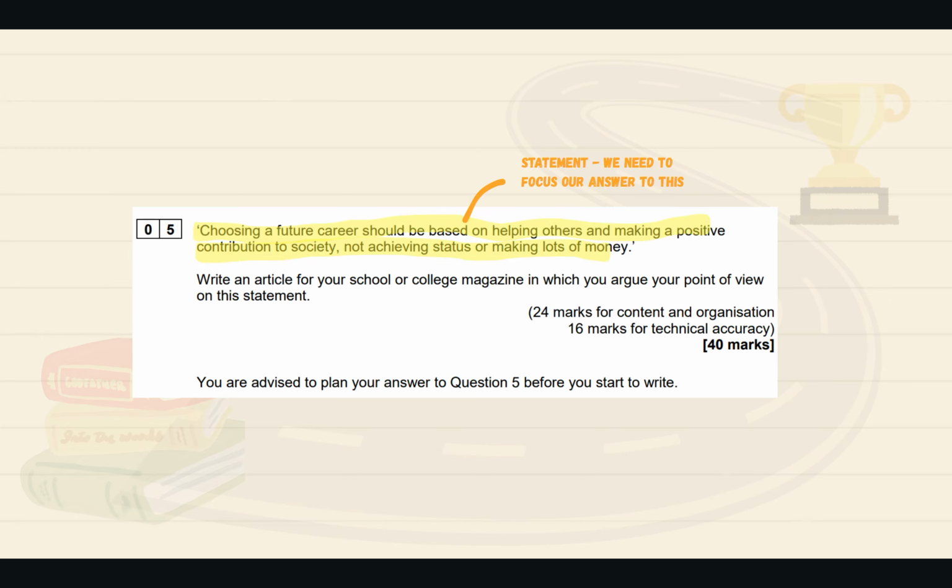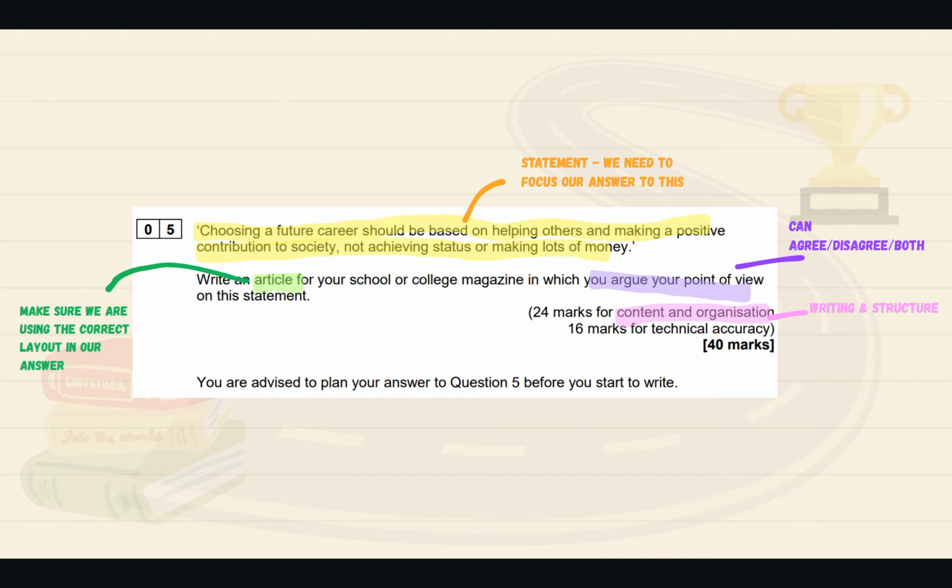So the first part is a statement and we need to make sure our answer is focused on this statement completely. The next part says write an article. This shows that we have to make sure we're using the correct layout in our answer. And where it says you argue your point of view, this shows we can either agree, disagree or both in our answer. And you have to look at 24 marks for content and organisation, which looks at your writing and structure, and technical accuracy, which focuses on your SPaG and vocabulary.